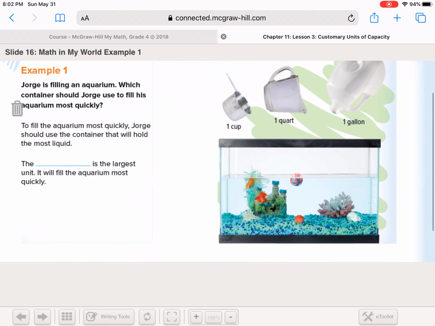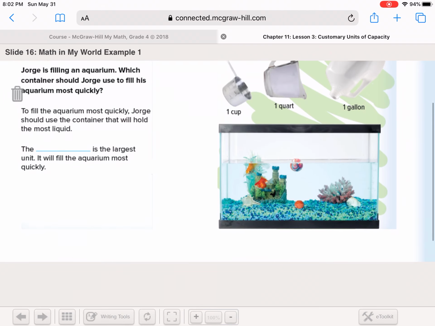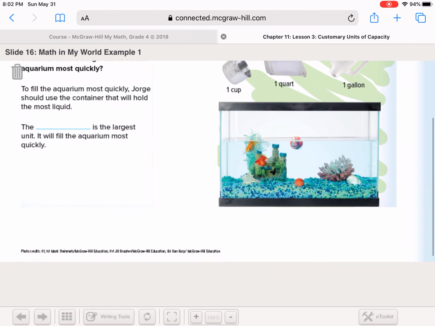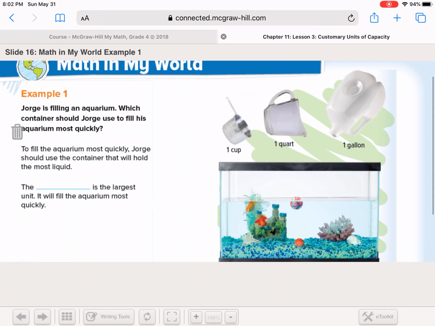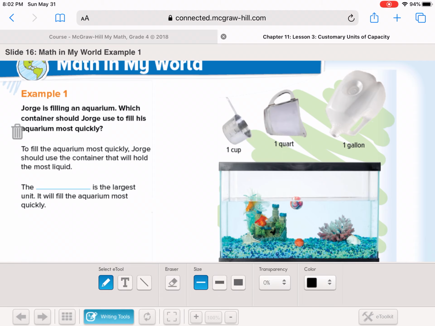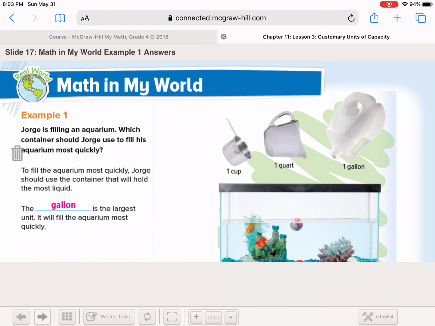Okay. George is filling an aquarium. Which container should George use to fill his aquarium most quickly? So would he use a cup, a quart, or a gallon? So I would say, well, you probably shouldn't listen to me, but the biggest is the gallon. Okay.